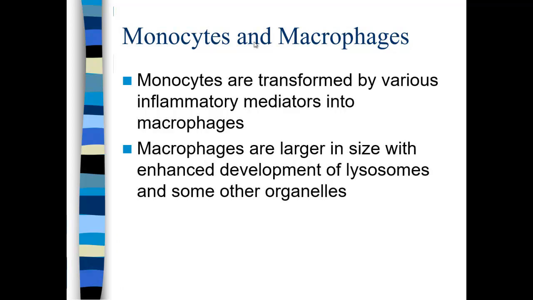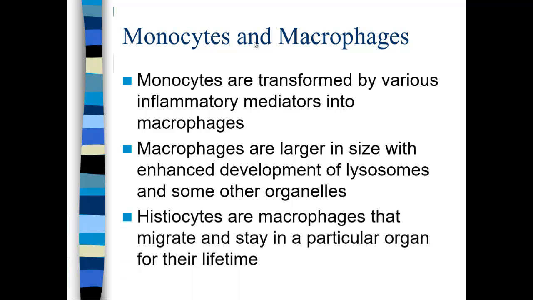Macrophages are larger in size, and they have lysosomes. These are organelles that are developed in order to lyse bacteria, and also some other organelles that contain toxic components so you can kill the bacteria. And then you have what are called histiocytes. Histiocytes are macrophages that migrate and actually stay in a particular organ for their lifetime. So histiocytes are organ specific.